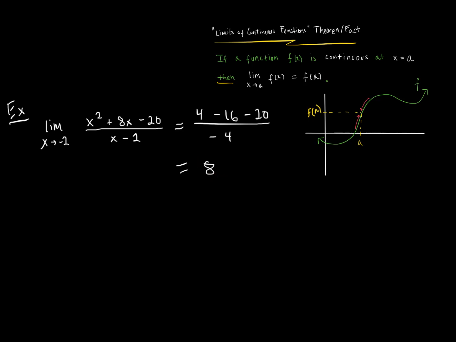Okay? And if you want to test this out, I encourage you to. What you should do is graph this function and take a look at it. Zoom in on when you're close to an x value of -2, and you'll notice that you have a nice smooth curve, and as you approach from the left and as you approach from the right, just like we've shown here, it's going to be getting closer and closer to the value of 8, which is also the actual value of the function at -2.